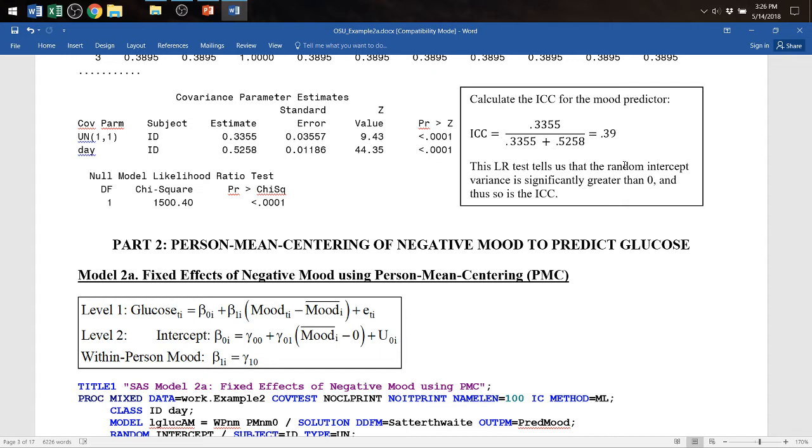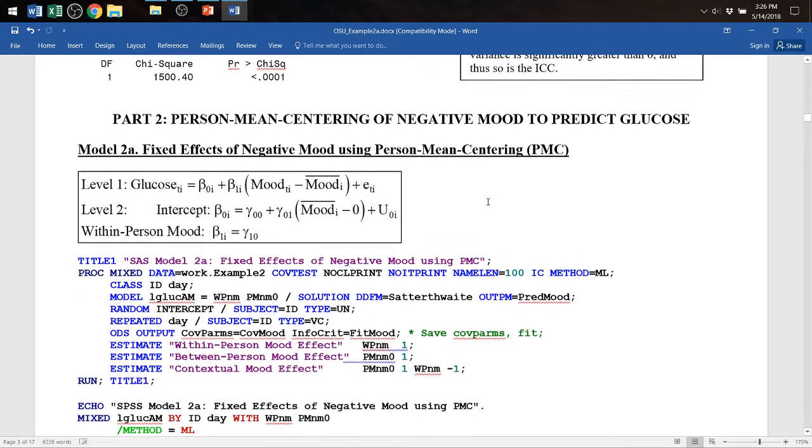Nope, this is just description. But yes, this is foreshadowing that I could do this instead of using the brute force if I switch software packages. Yes. So 39% between. So I have some between variance. That means to the extent that some people are grumpier than others, that's 39% of this variance. That can predict why some people have higher glucose than others. The remaining 61% that's within in this variable can predict why some people's glucose is higher on certain days than others.